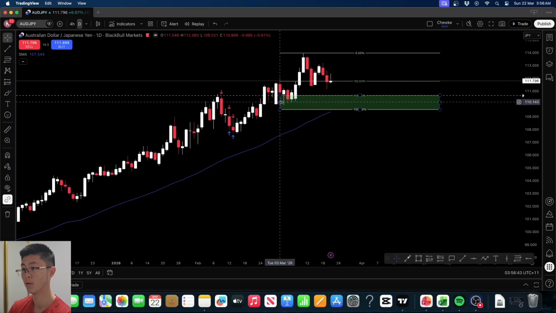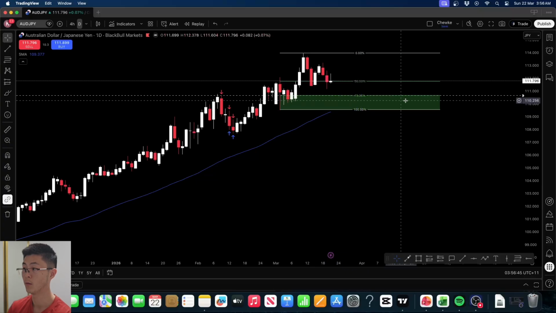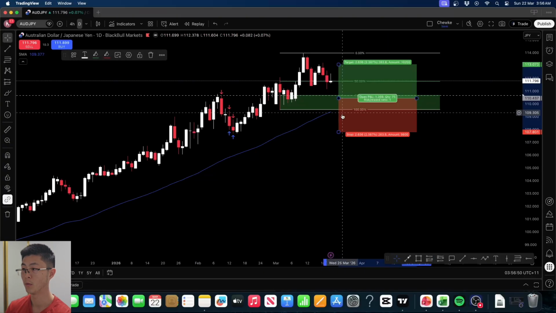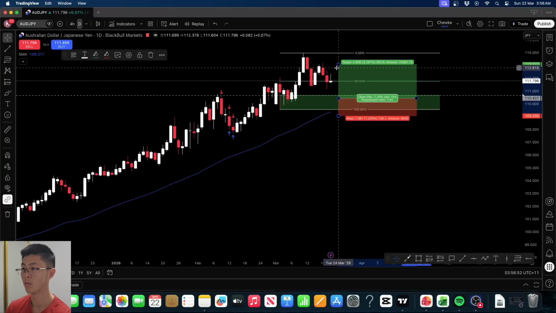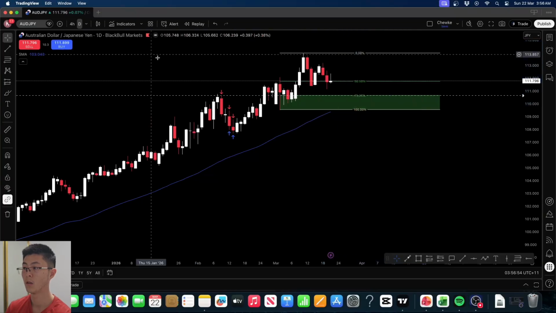From a daily perspective, look at all this accumulation here. I want this to come back down here and potentially take a long position as it comes down and ride that out. So that's one.